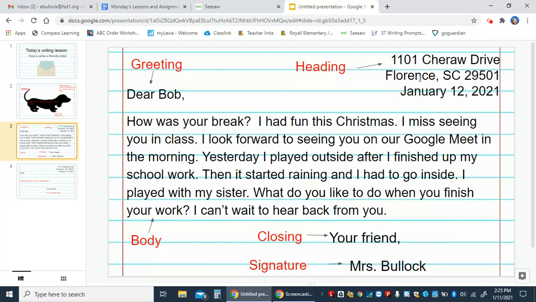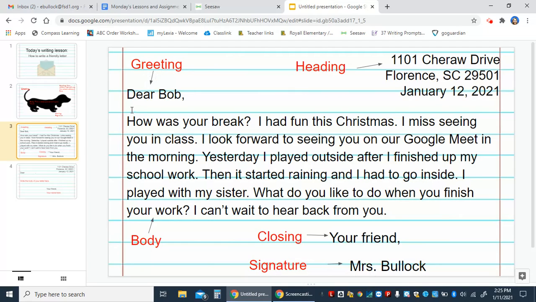1101 Sherrall Drive, Florence. Oh, I got to put my comma. South Carolina 29501. Then right underneath that, I put the date. And today is January the 12th. Don't forget your comma, 2021.